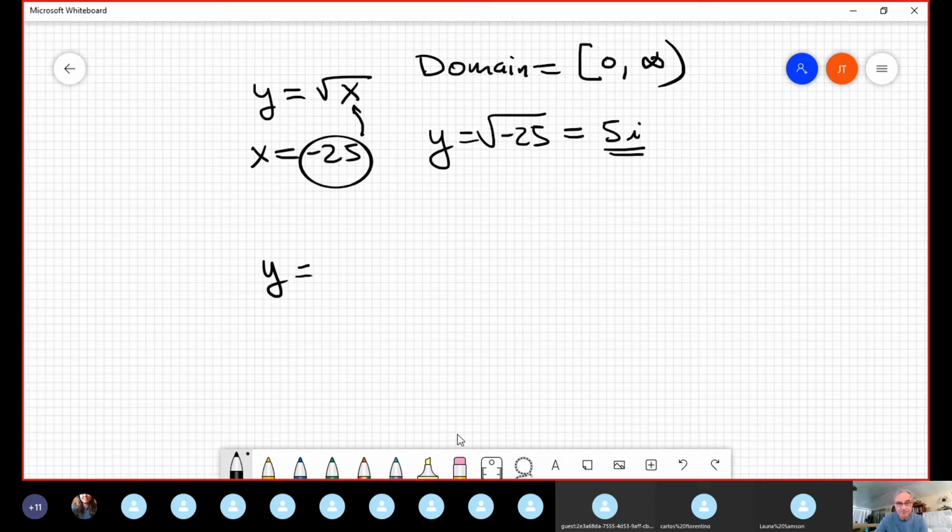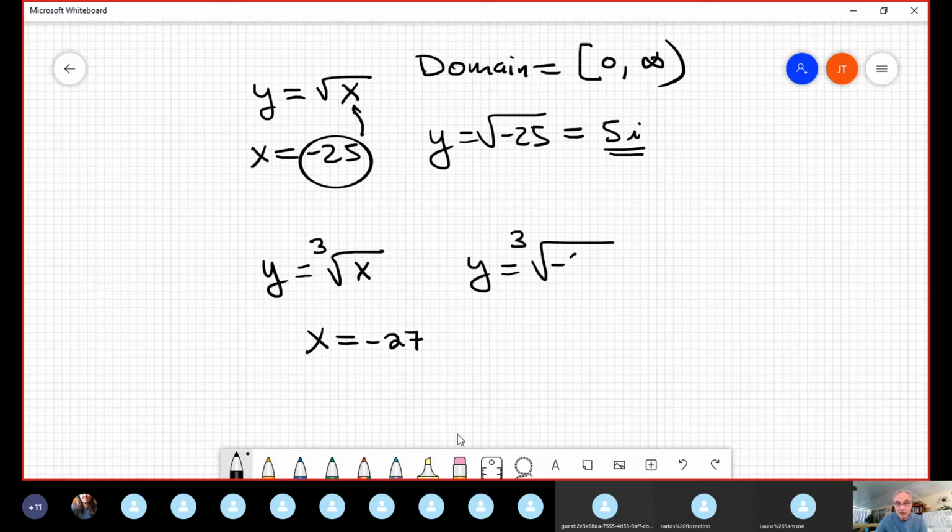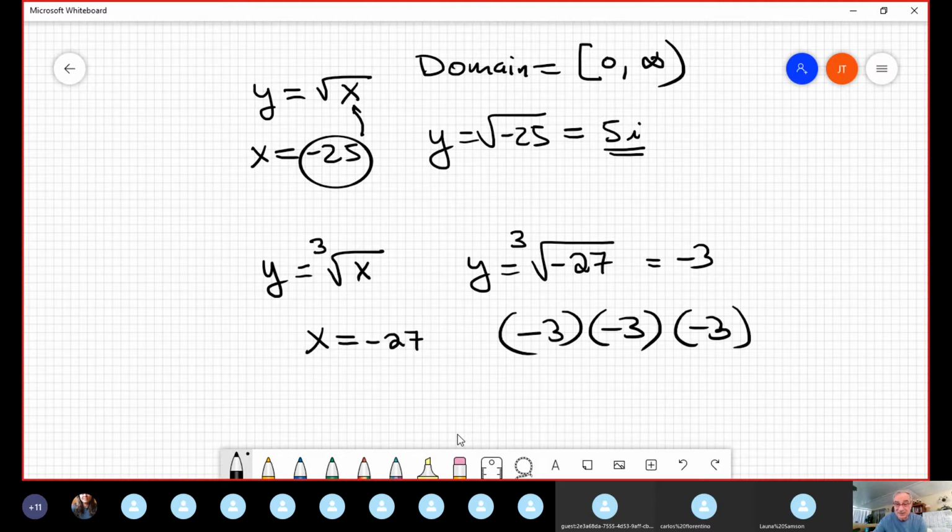However, what happens with the cubic root? It's different because suppose x equals minus 27. Okay, y equals cubic root of negative 27, which is negative 3. Why? Because negative 3 times negative 3 times negative 3, three times, is negative 27, exactly the number that we have inside the bracket. Negative 3 times negative 3 is positive 9, but positive 9 times negative 3 again is negative 27. Here, no.